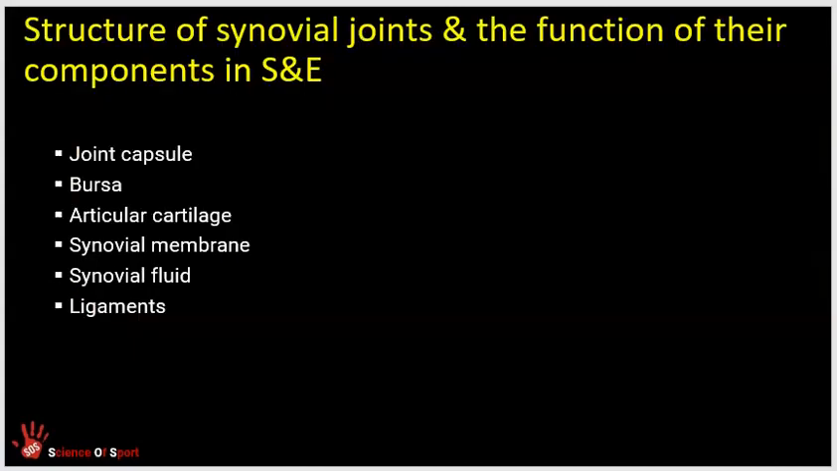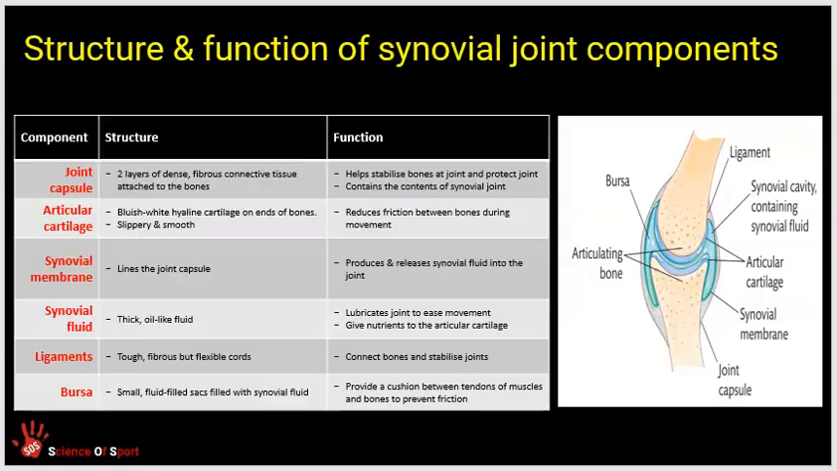Just before we get to part 2, let's look more closely at the structure of synovial joints, because they have common characteristics or common components. You'll need to be able to, and this is from the specification, describe what each of these are and the function that they have, the job that they do. So let's look at those more closely.